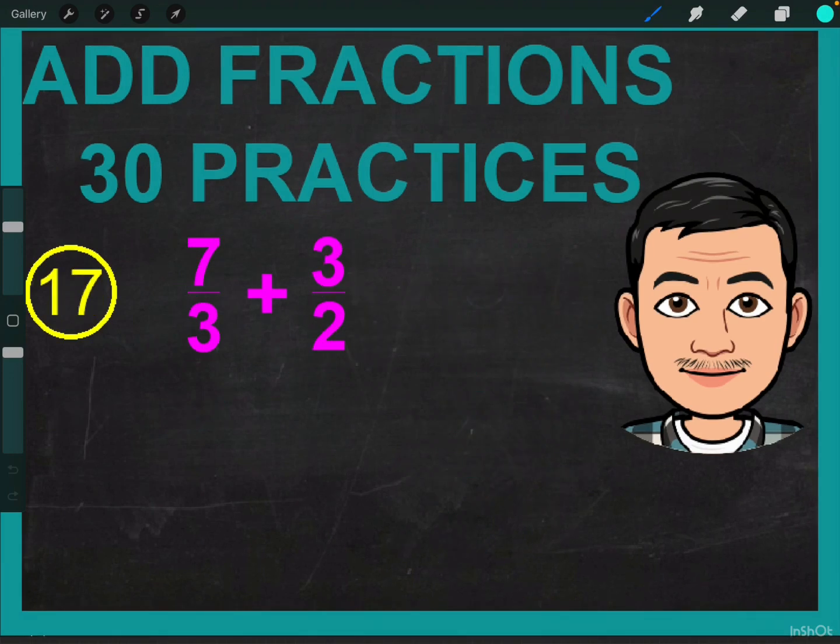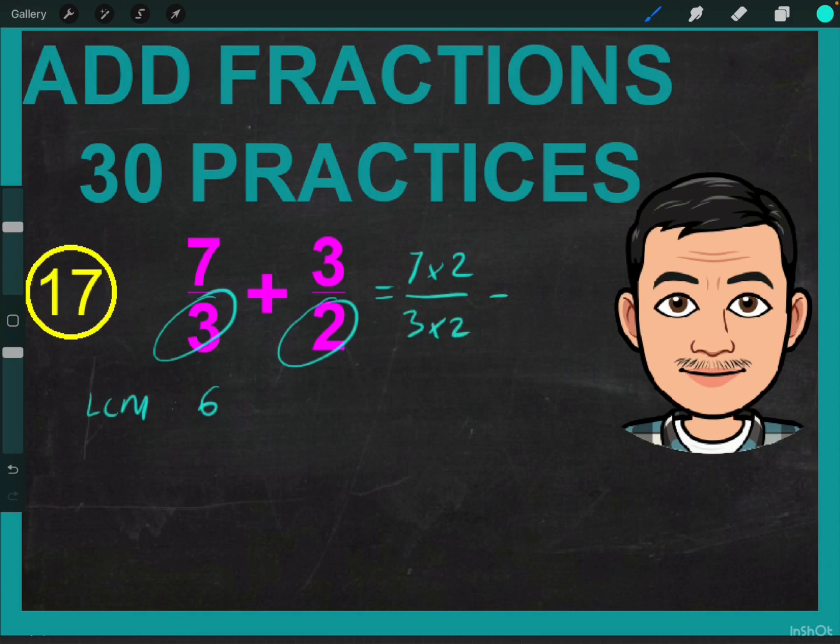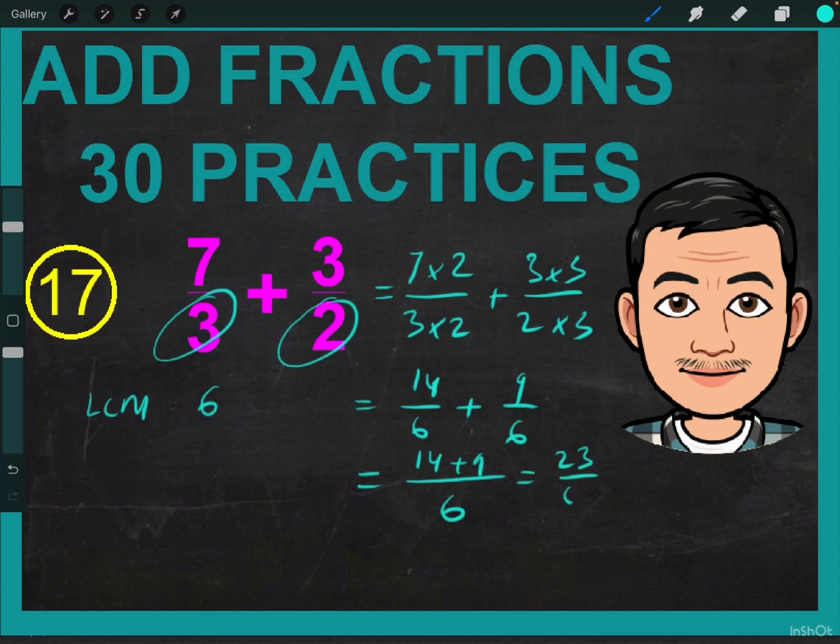Practice 17. We have two fractions with two different denominators, 3 and 2. The LCM of 3 and 2 is 6. So we will convert the first fraction, 7 times 2 over 3 times 2, and the second fraction is 3 times 3 over 2 times 3. So we will have 14 over 6 add 9 over 6. With 6 on the bottom, we have 14 add 9, and the answer is 23 over 6.